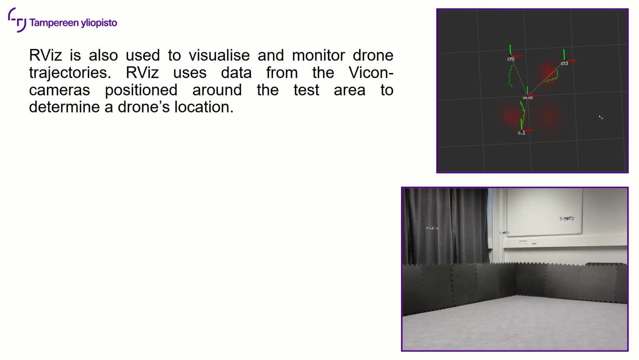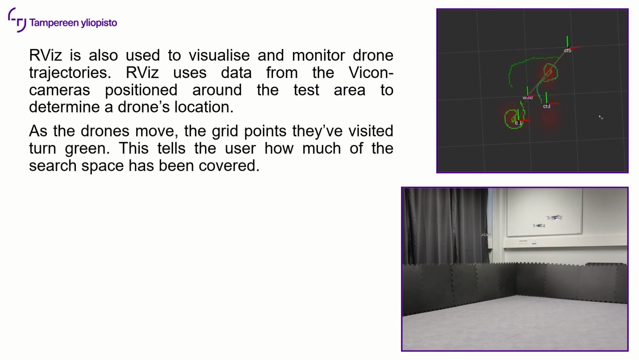RViz uses data from the Vicon cameras positioned around the test area to determine a drone's location. As the drones move, the grid points they visit turn green. This tells the user how much of the search space has been covered.